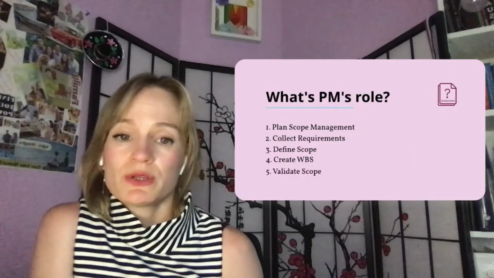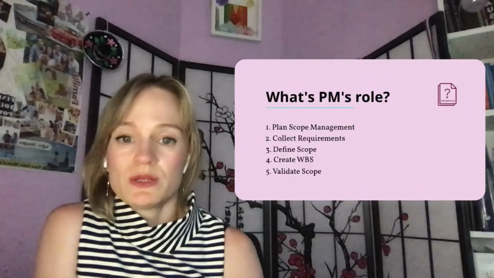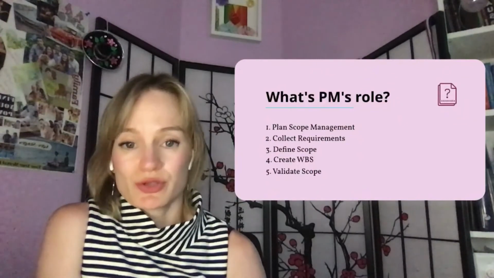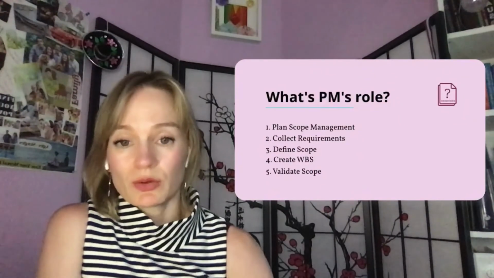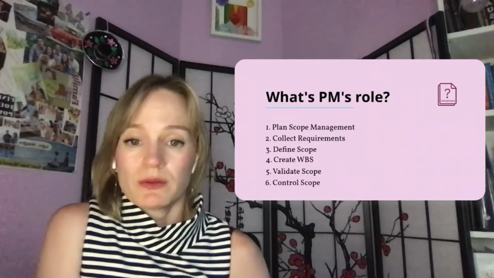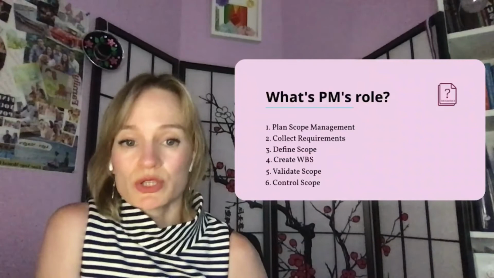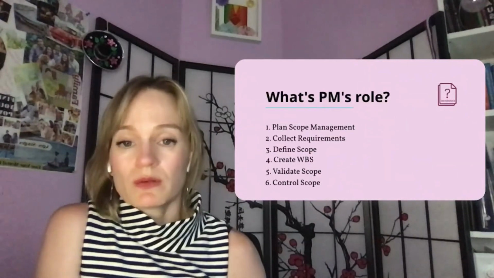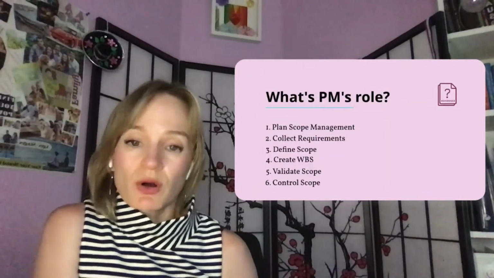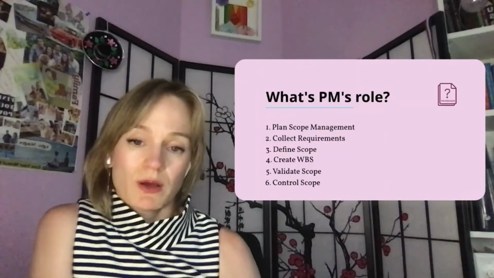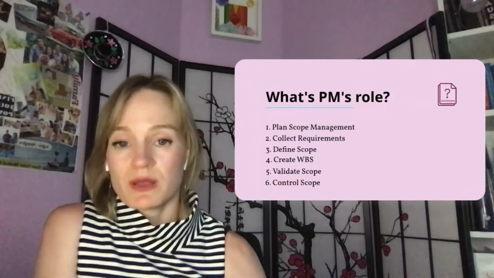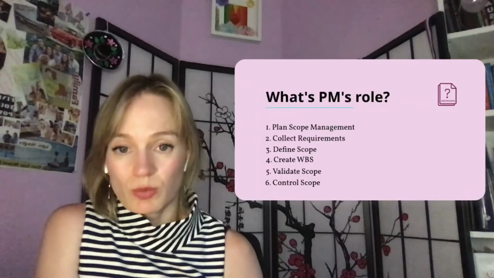After that, the project manager needs to validate the scope. It means get confirmation from the stakeholders that the project manager understood everything correctly and documented it correctly. And the next step that continues throughout the whole project is controlling the scope. This is where the project manager makes sure that the team stays focused on what's in scope and avoids scope creep, meaning doing something that was not in the original scope.